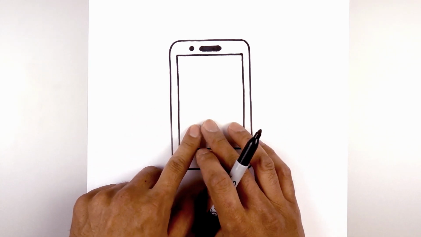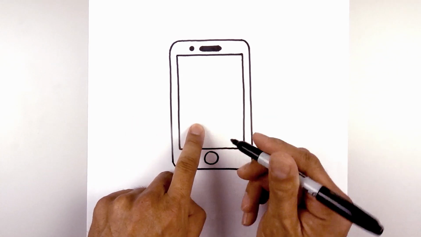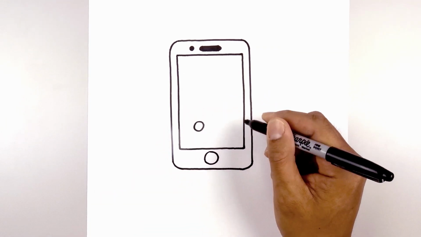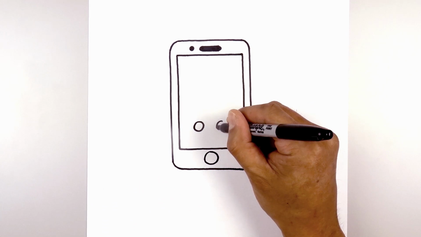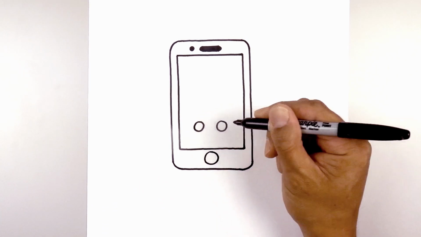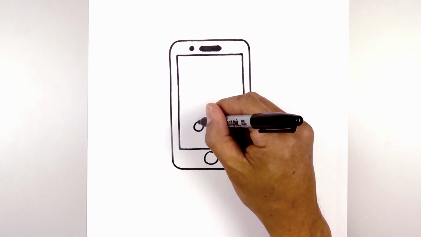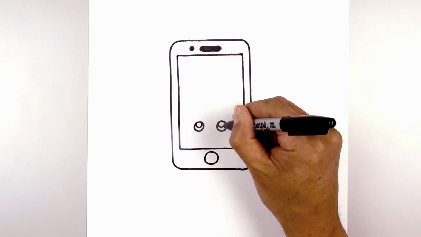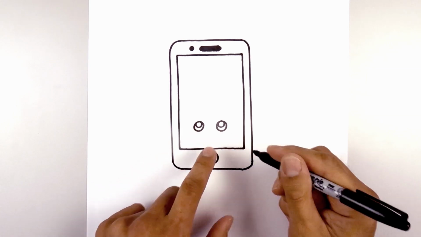Now we're going to add the face at the bottom half of the screen. So on the sides, we're going to draw 2 circles. One on the left, and then one over on the right. Now at the top of each eye, I'm going to draw an even smaller circle for a highlight. And then we're going to fill the bottom area in black.